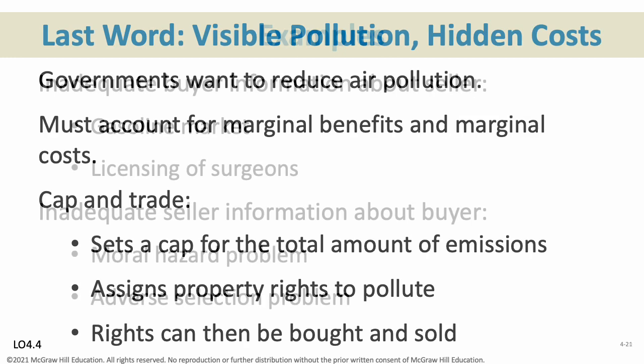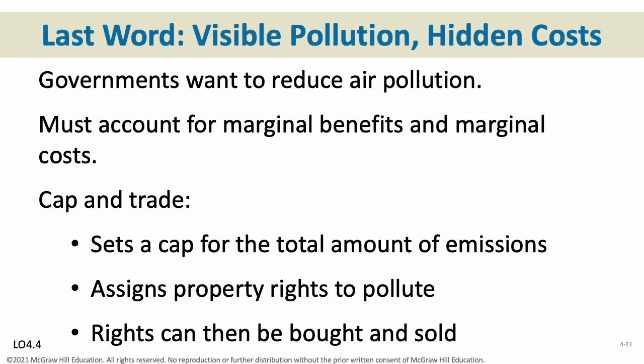Finally, our last word here, an example of governmental intervention and the fact that eventually you hit an optimum point of reducing something. The government wants to reduce air pollution, and they have to account for marginal benefits and costs. You can't shut every factory and power plant down. You would have no society if you did that.